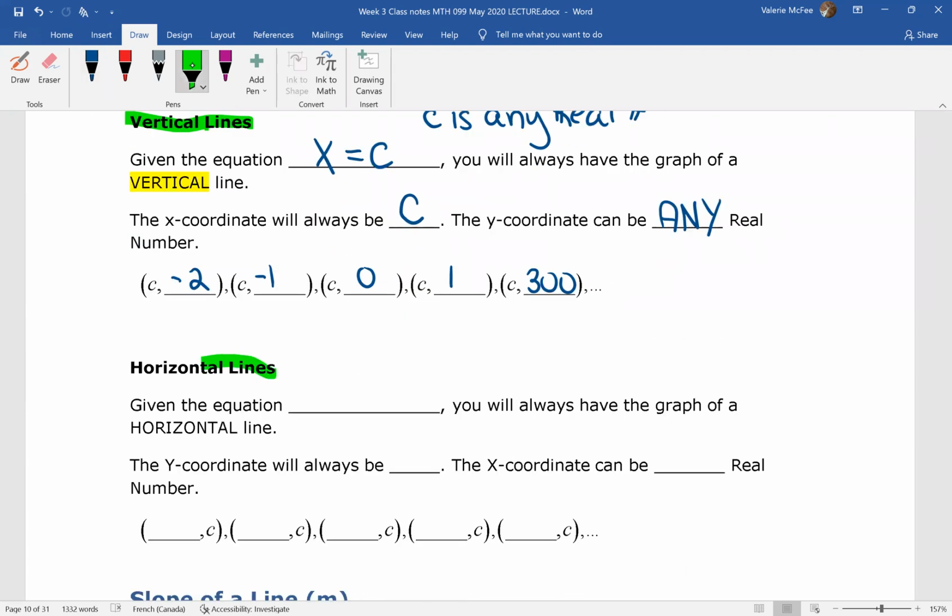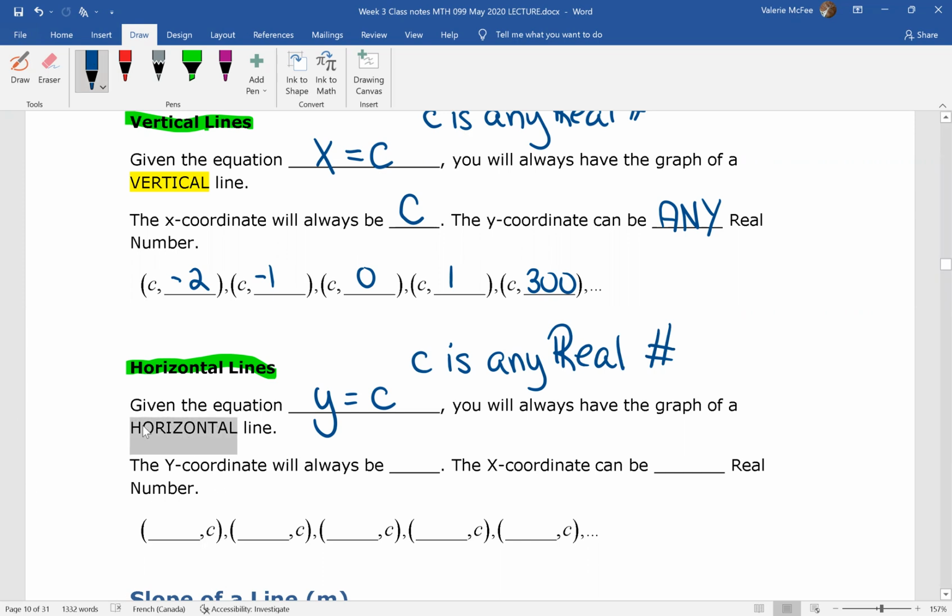Horizontal lines. If we're given the equation y equals c, where c is any real number, then we will always have the graph of a horizontal line. The y coordinate in this case will be c, and x can be any real number.